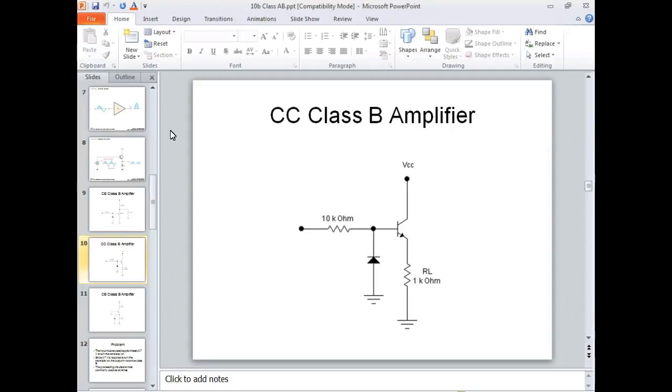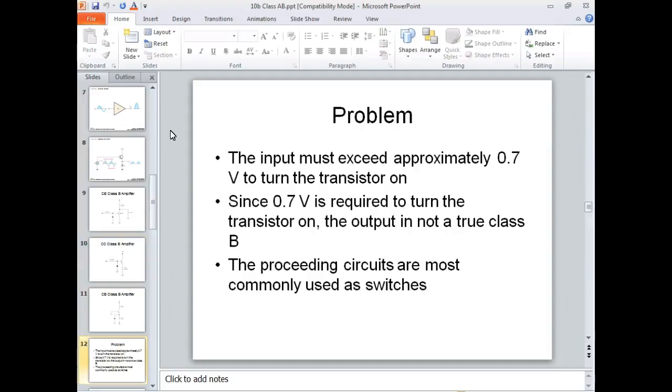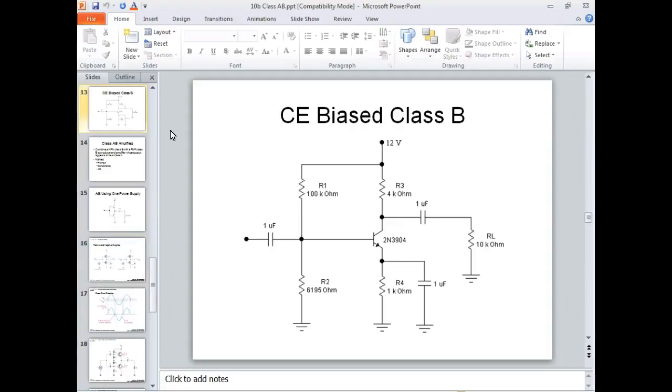This is a common collector Class B. This is a common base Class B. This is a voltage divider bias. What I want you to do on this one is calculate the base voltage there for me. Can y'all see this?